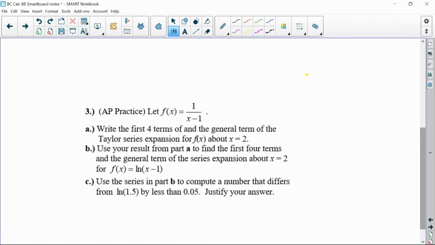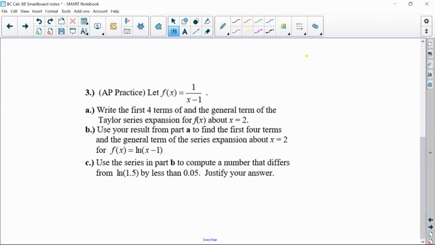Okay. So let's write the first 4 terms and a general term of a Taylor series expansion for f of x about x equals 2. So that means we're centering this at x equals 2. So this sort of looks like a geometric series, but if I want to make that into a geometric series centered at x equals 2, I need to make sure it's like x minus 2, like that. So I've just introduced a minus 2, so I better add a plus 2 there. So negative 1 plus 2 is actually 1. That actually works out to my advantage, 1.